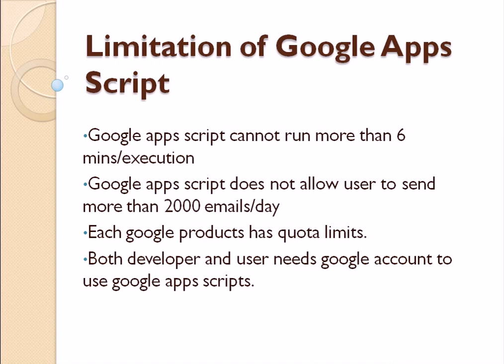In the next point, each Google product has a quota limit, which means if you are interacting with YouTube, you can take only a defined amount of data. For example, if you are extracting titles for a particular keyword, you can do it for around 1,000 to 2,000 titles per day. After that, if you try to call or execute the script again, you will get an error that you have reached the quota limit and you have to try the next day.